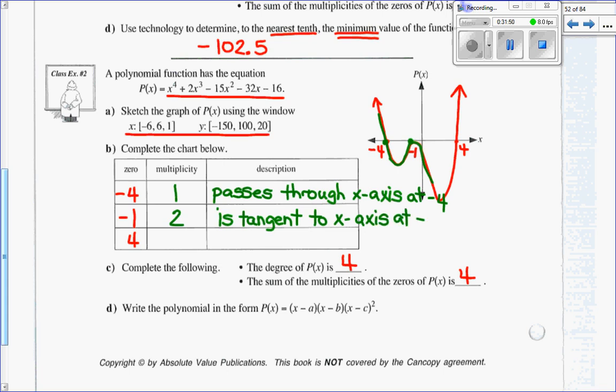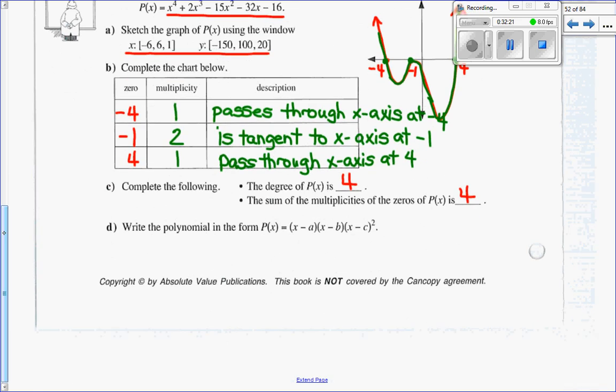Okay, and at the point 4, what is happening again here? Well, continues up, passes directly through with a straight line at the point 4. So that's, again, multiplicity 1 then. If it's passing through the point, passes through the x-axis at +4.